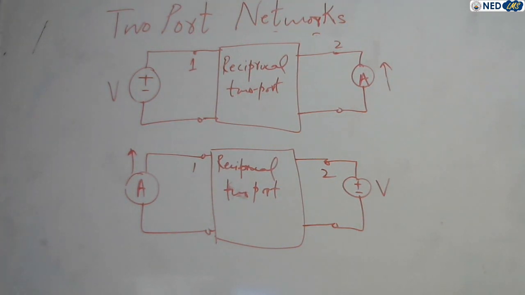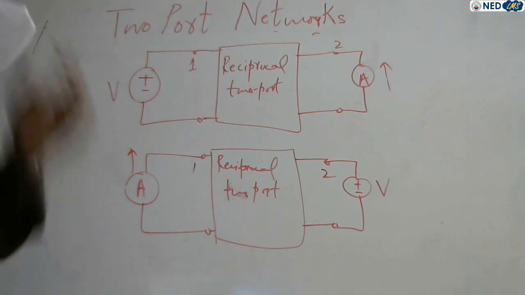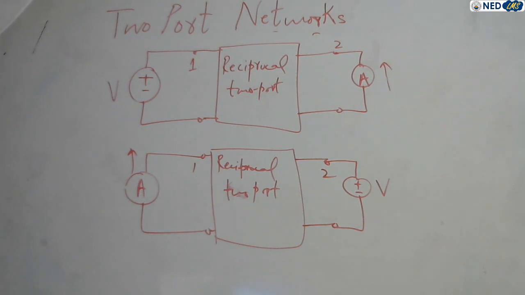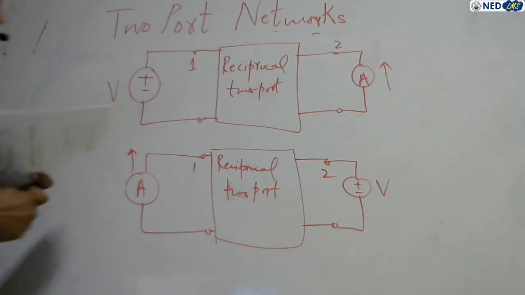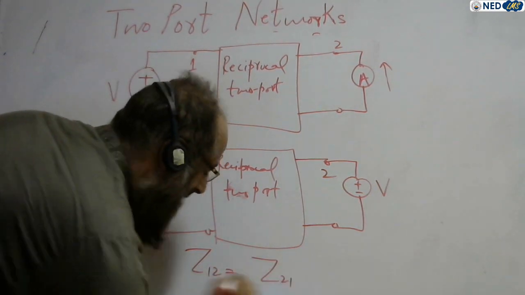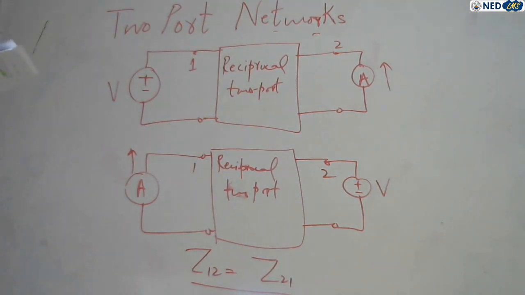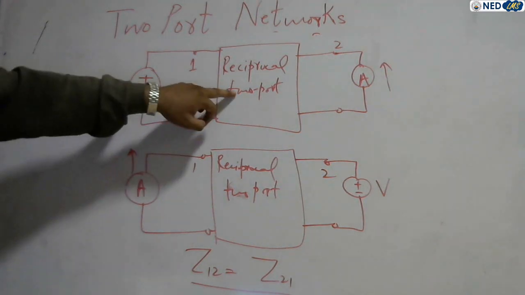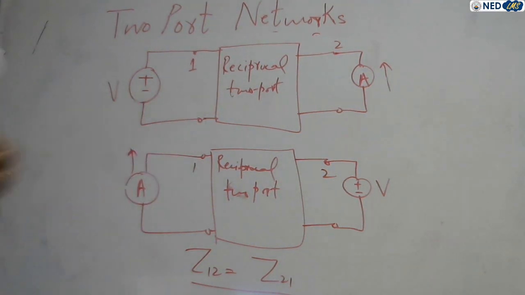Note that when the two port network is linear and has no dependent sources, the transfer impedances are equal, that is Z12 equals Z21. But remember this condition: the network must be linear with no dependent sources connected, right? So the two port is said to be a reciprocal two port network.